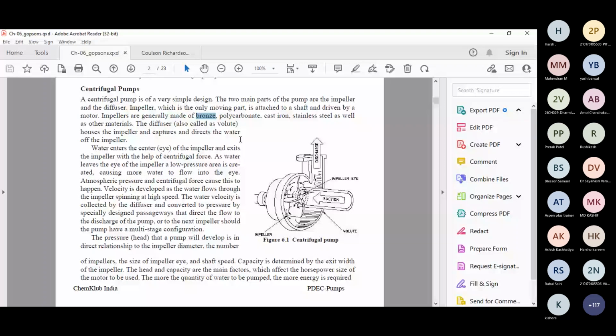So for safety, wherever we are using highly volatile or low boiling solvents like heptane or benzene, we generally use bronze impellers, right?